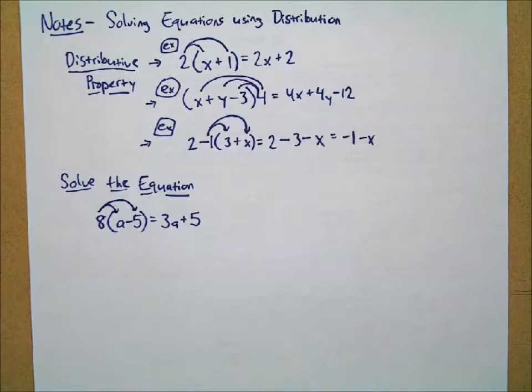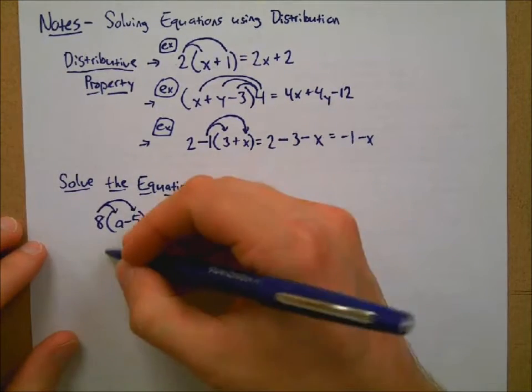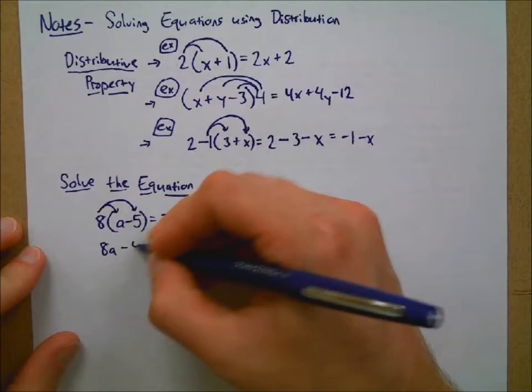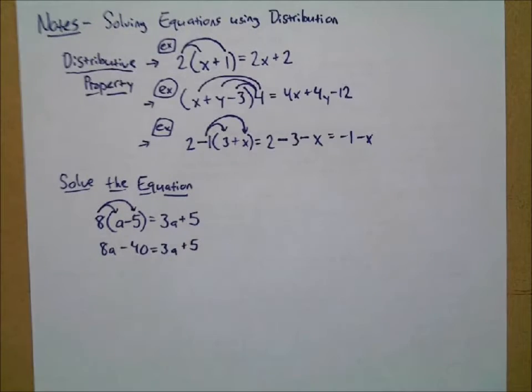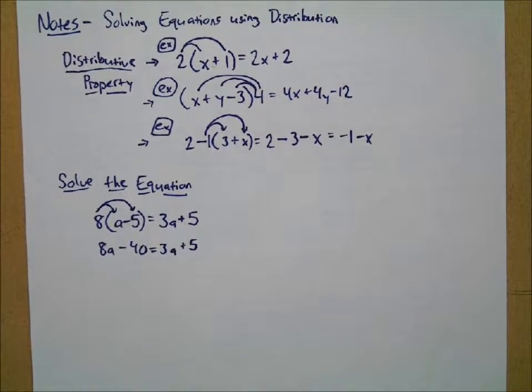I'm going to write these arches in. Do you have to do it? Nah. But I like to do it just because, you know, I'm a teacher and I want to help you guys see stuff a little bit easier. So 8 times a, 8a. 8 times minus 5, minus 40. Okay. And then we have equals 3a plus 5.